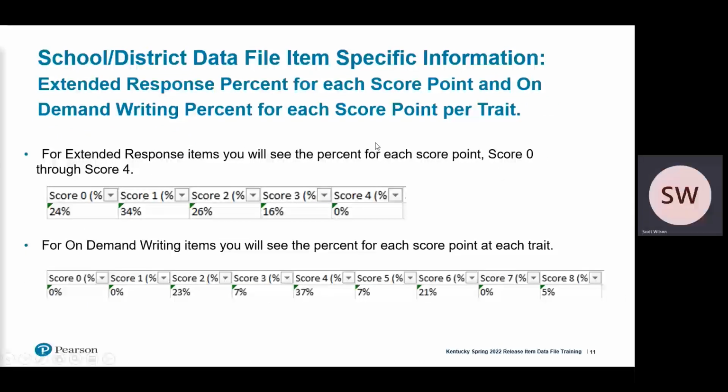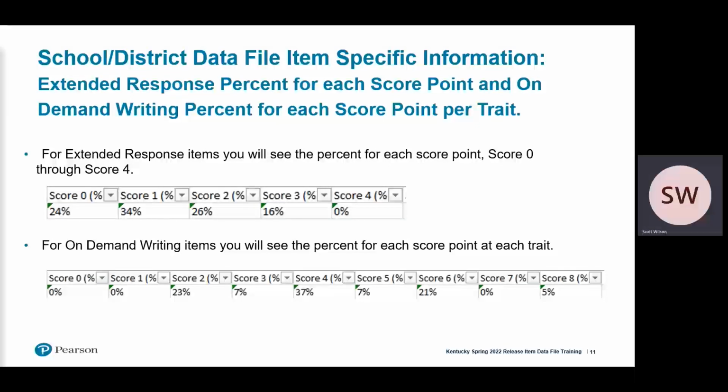For extended response percent for each score point and the on-demand writing percent for each score point per trait. You will see examples listed here. For the extended response, you will see the percent for each score point, score 0 through score 4. So in the example here, again, 24% have score 0, 34% score 1, 26% score 2, 16% score 3, and 0% score 4.